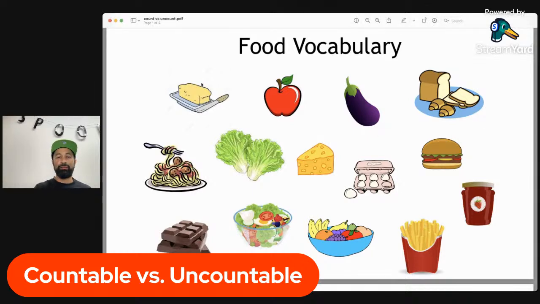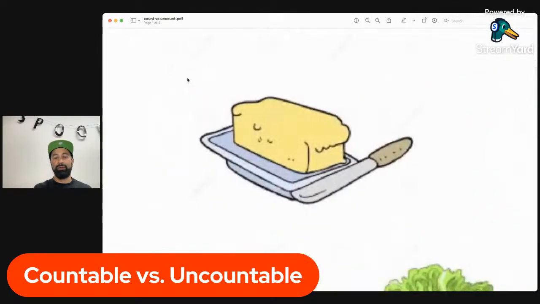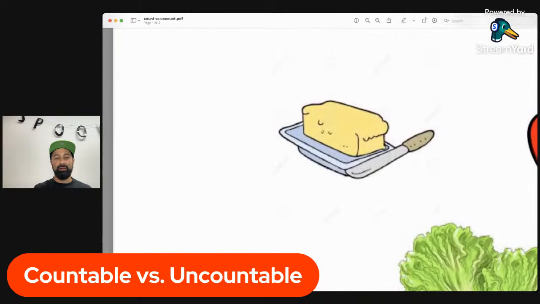All right, let's go to the very first one. This is also a great way to improve vocabulary. So tell me what the noun is. And then after you tell me what the noun is, tell me, is it countable or uncountable? So let's look at the first noun right here. What is this? Tell me what the noun is, and then tell me if it's countable or uncountable.